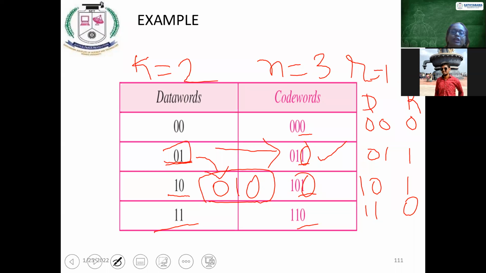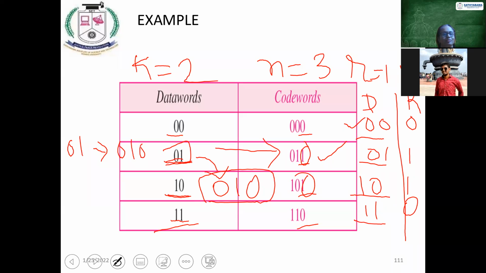The checker will discard this redundancy bit and get the data word. You just see 0 0 here, 0 0 here; 0 1 here, 0 1 here; 1 0 here, 1 0 here; 1 1 here, 1 1 here. So that means it will be accepted. Now I am saying 0 1 is my data word and 0 1 0 is the code word. Is that correct or wrong? Wrong, ma'am, because it is even parity, even number of ones. So it will discard this code word.